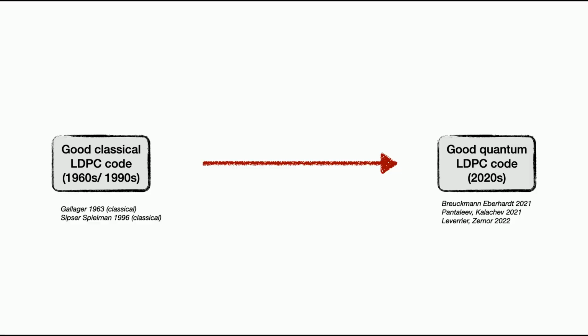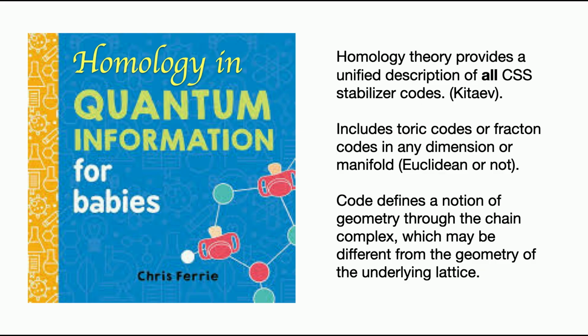Now, as I said, these good classical codes were already developed in the 1960s and 90s, and there was this huge gap in getting to the good quantum LDPC codes. So what was the missing structure? To get into that and to figure out what we need, I'm going to give you a little primer on baby homology theory, which is a unified description of all quantum CSS codes.